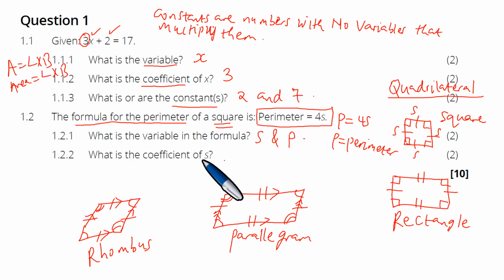What is the coefficient of S? What do you think? It is 4. It is the number 4. Well done. The number 4, this guy here, is called the coefficient of what? Of S. Do you get the point? Yes. It's called the coefficient of S. Next question.